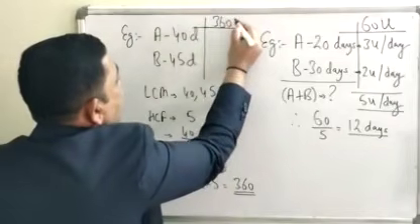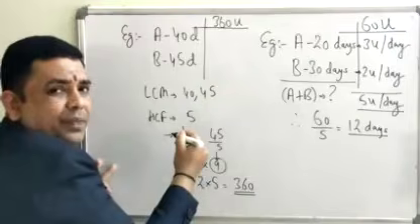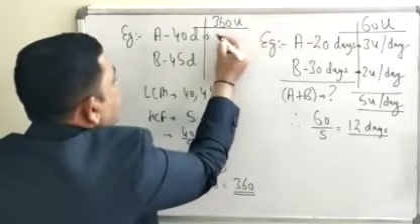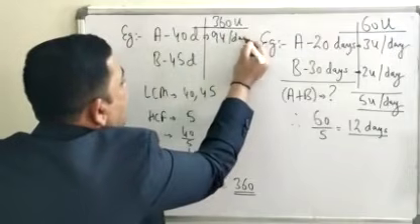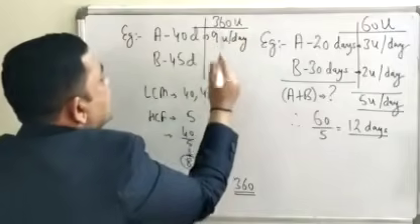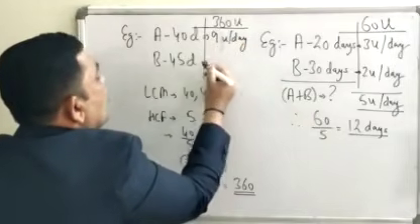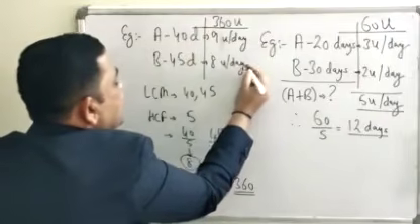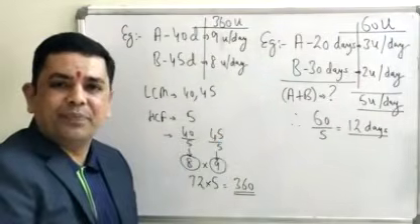So 360 units. A is able to complete 360 units in 40 days. That means 9 units per day. Similarly, B will be able to complete 360 units in 45 days. So this is 8 units per day.